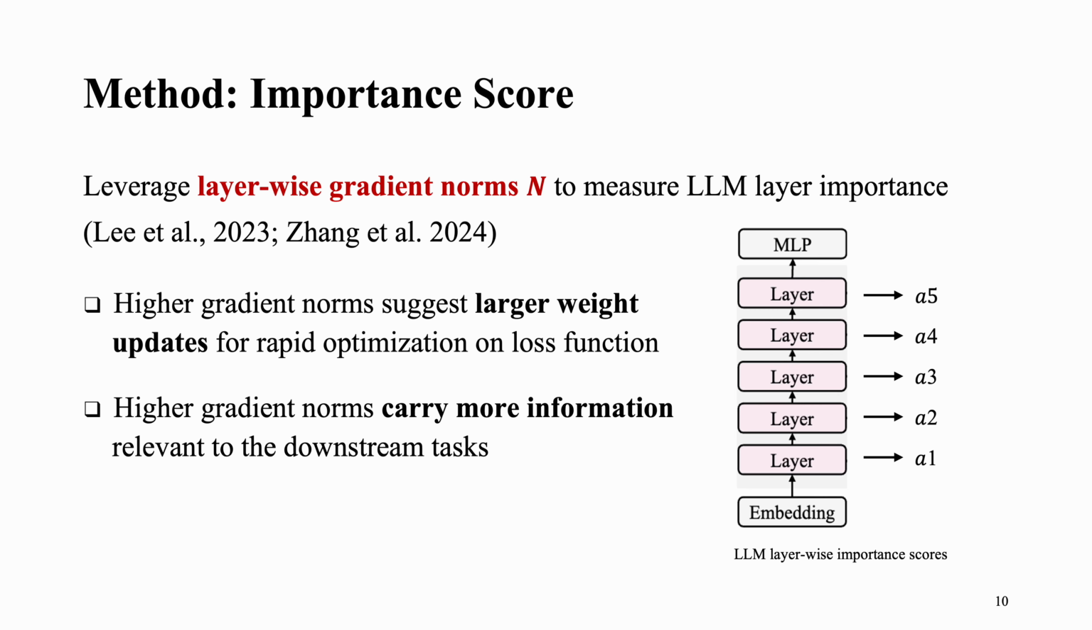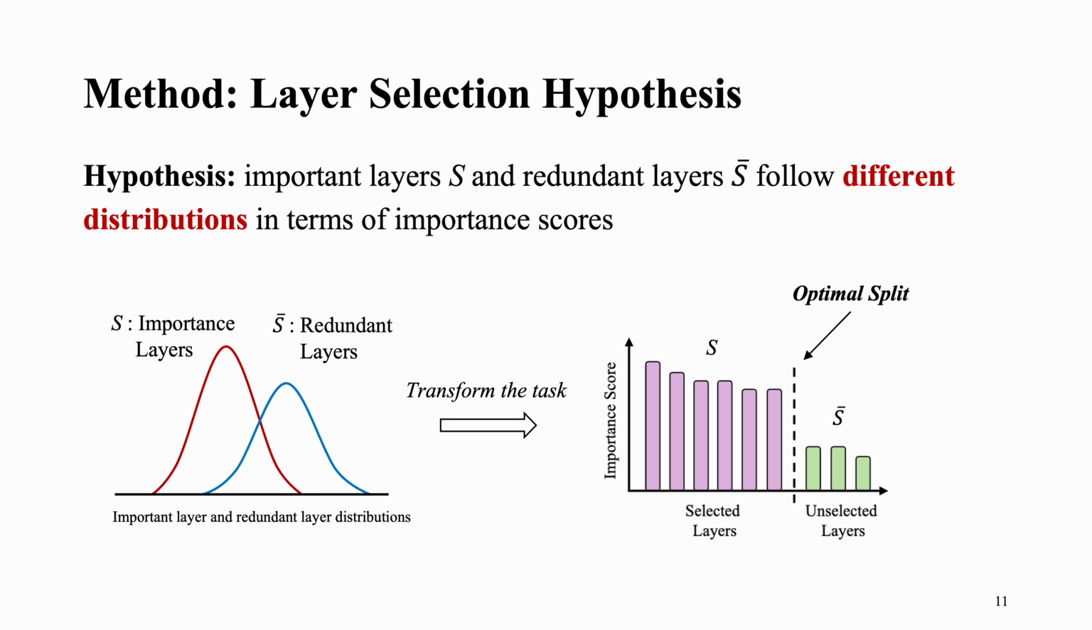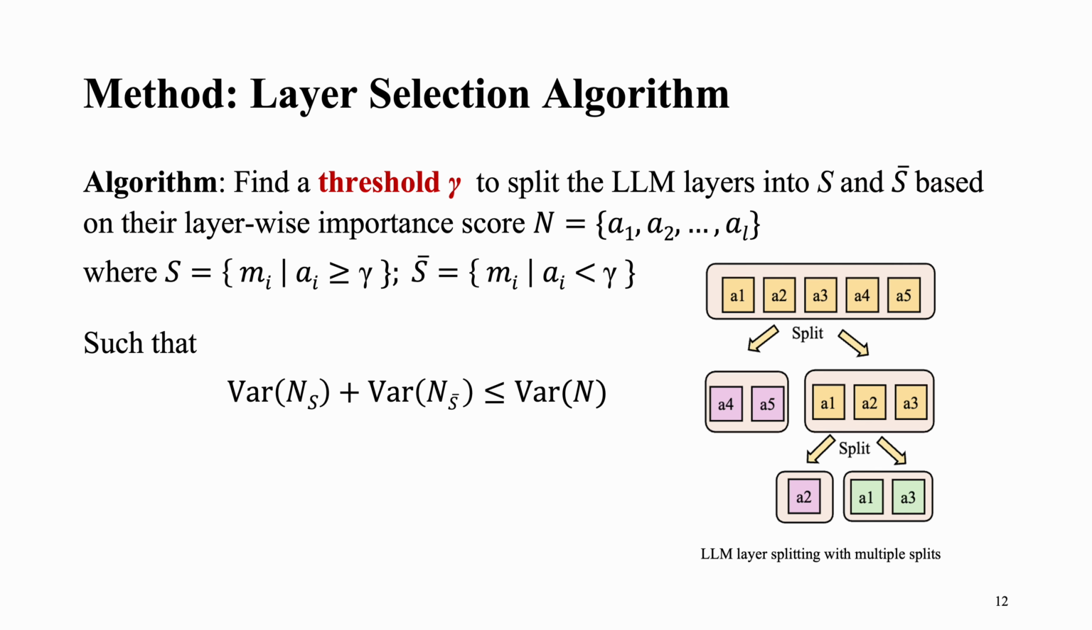Next, we select a large language layer based on a hypothesis that important layers and redundant layers follow different distributions in terms of their importance scores, as shown in the figure on the left. We transform the task to a layer splitting task, which aims to find an optimal split to separate important layers from redundant layers. So we develop an algorithm.